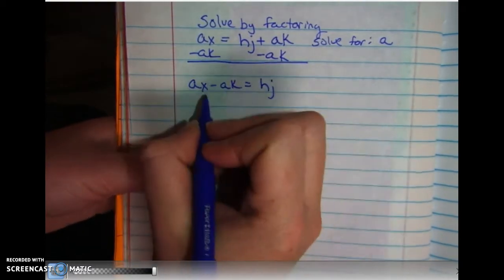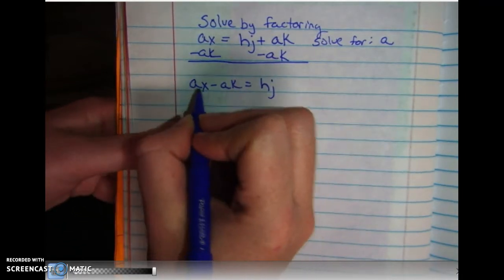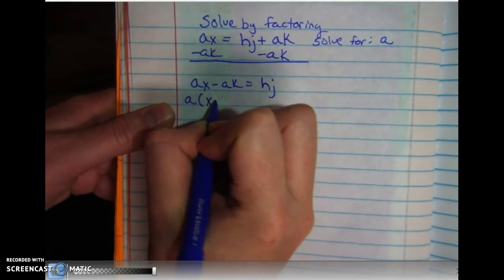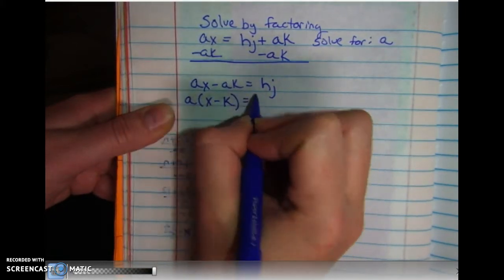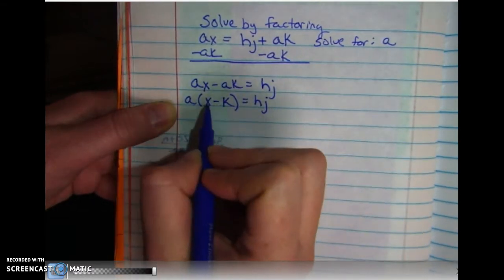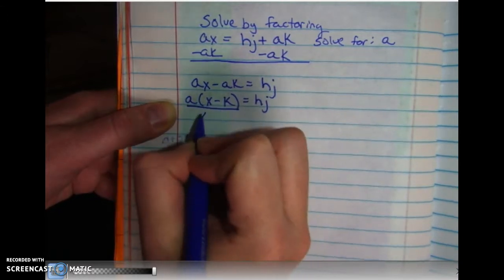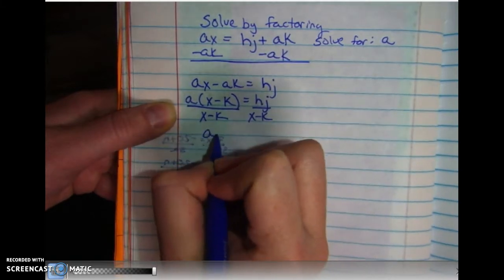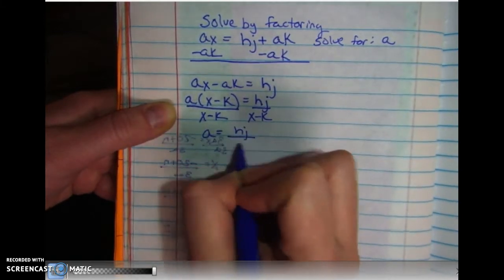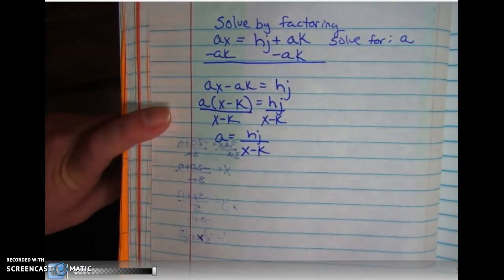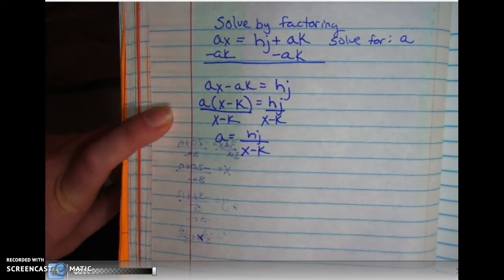Then from here, we factor out. What do both of these terms have? An A. So I pull out an A, leaving me with X minus K. And now A is getting multiplied by X minus K, so I'm going to divide by X minus K. So A is going to equal HJ over X minus K. And we're going to practice these in a little bit. And one other that gives a lot of people grief.